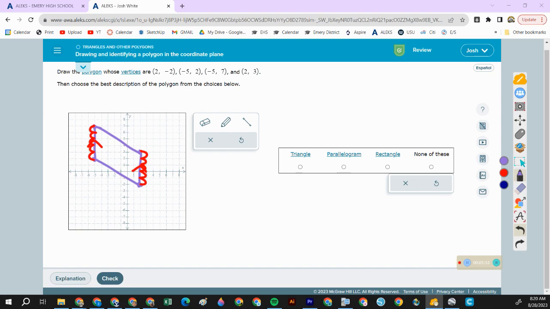So the slope of this side is down 1, 2, 3, 4 over 1, 2, 3, 4, 5, 6, 7. So -4 over 7. And then 1, 2, 3, 4, 1, 2, 3, 4, 5, 6, 7. So yes, they are. Both sets are parallel, so this is a parallelogram.